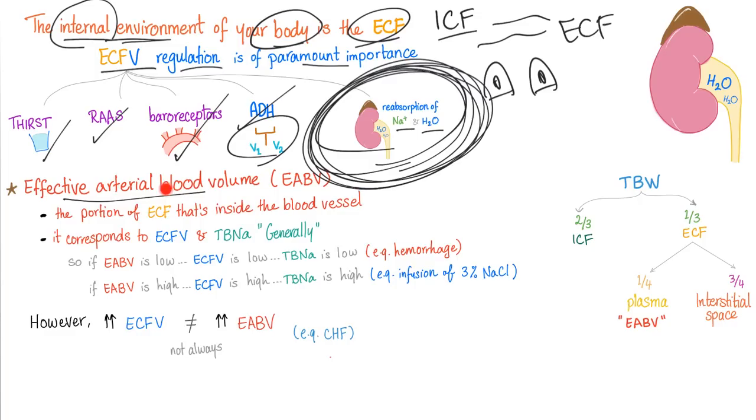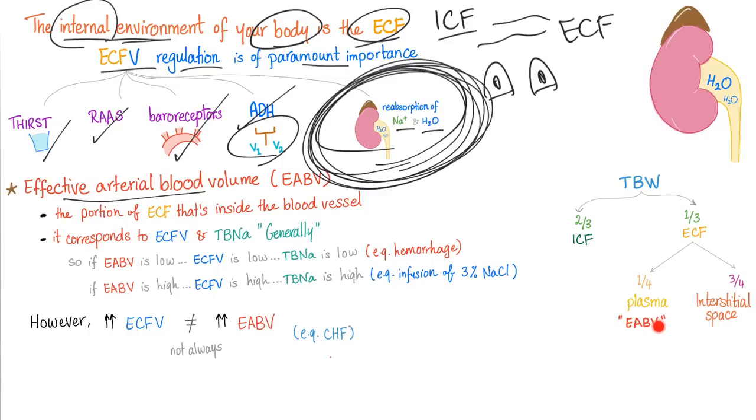We're talking about the blood that's in the blood vessel, the fluid that's in the blood vessel called effective arterial blood volume, EABV. Generally speaking, it corresponds with the extracellular fluid volume, this one, and the total body sodium. For example, let's say in cases of hemorrhage, the effective arterial blood volume is low. Of course, you're losing blood. The extracellular fluid is low. Oh yeah, because you're losing blood. And the total body sodium is low. Absolutely.